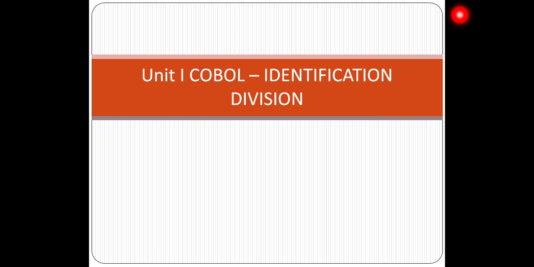So, the identification division seems to be one of the important divisions in COBOL programs. Other than these divisions, we have some more divisions in a COBOL program, but we are giving some importance to the identification division. And in this topic, we are going to discuss two divisions. The first one is the identification division, and the second one is the data division.